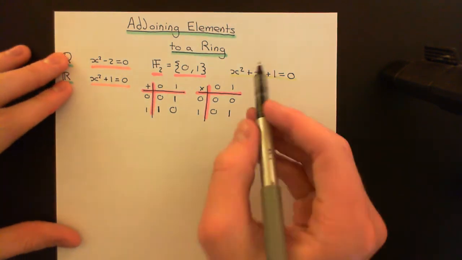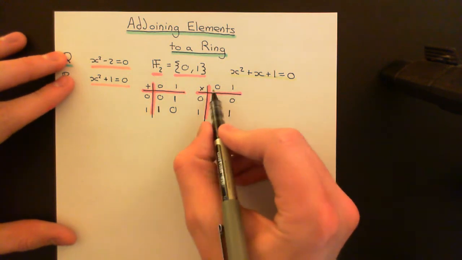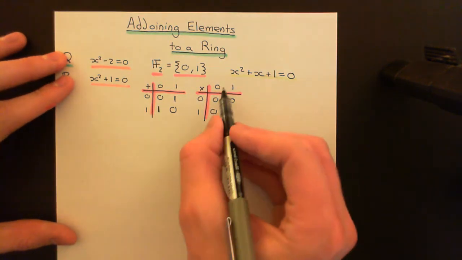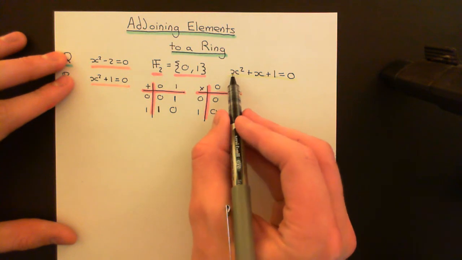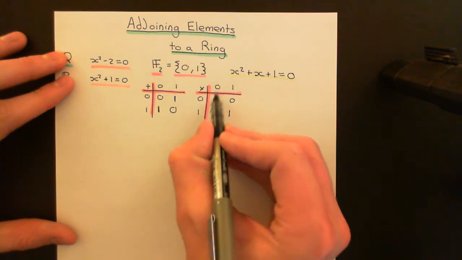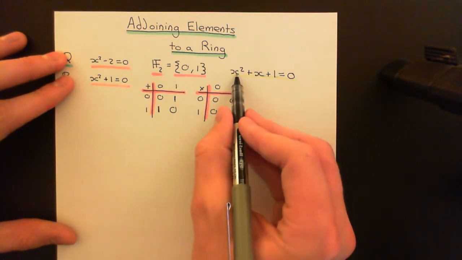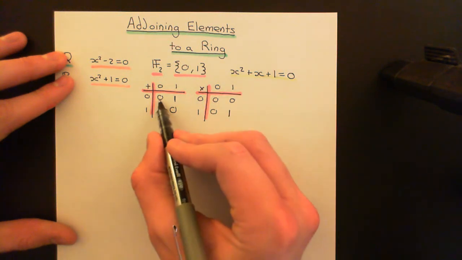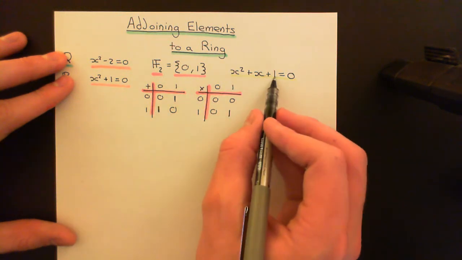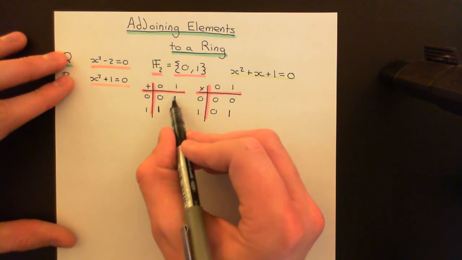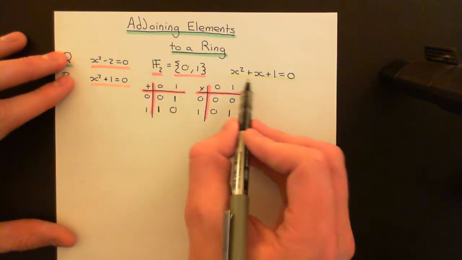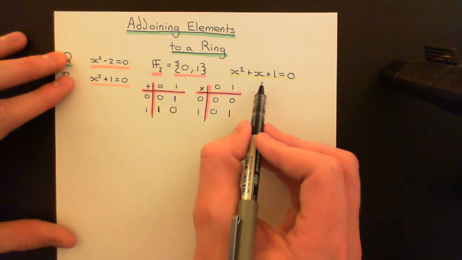Okay, so let's just put in both elements that we have here and see that neither of them satisfies this equation. So if we put 0 in here, we'll do 0 squared. 0 times 0 is still 0, so that's 0. And then we're adding it onto 0. 0 plus 0 is still 0. Okay, and then we're adding 1 onto that. 0 plus 1 is 1. So the answer here would be 1, not 0. So 0 does not satisfy this equation.